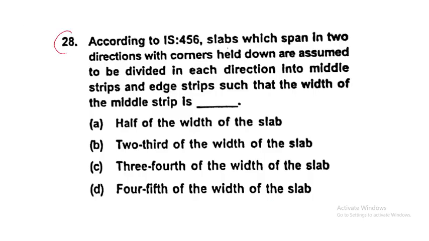Today's first question: last class we completed up to the 27th question, so today's first question is 28. According to IS 456, slabs which span in two directions with corners held down are assumed to be divided in each direction into middle strips and edge strips, such that the width of the middle strip is what?